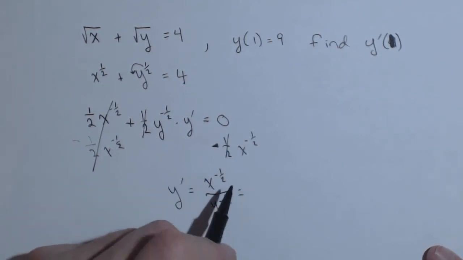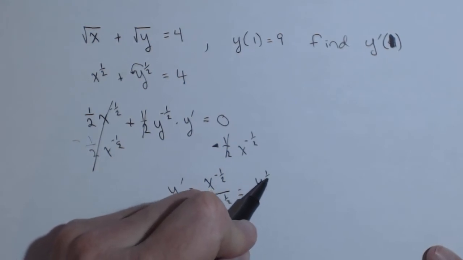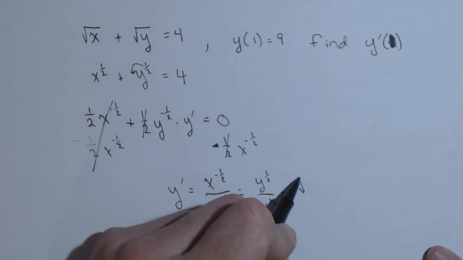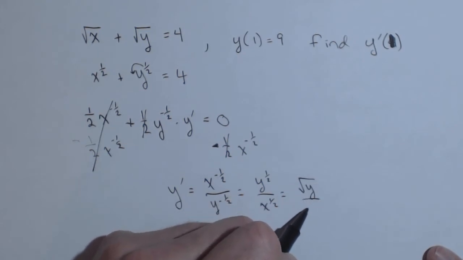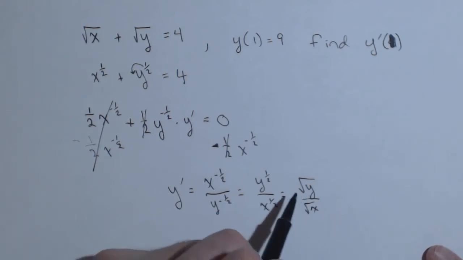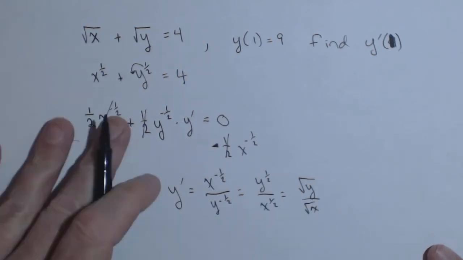Or because both of those exponents are negative, we could write it as y to the 1/2 over x to the 1/2. Or take it one step further, square root of y over square root of x. Or you could do the square root of y over x if you'd like. Any of those would be fine. Let's leave it right here.